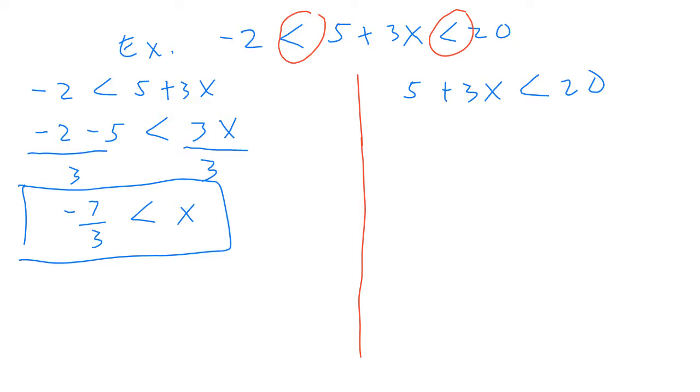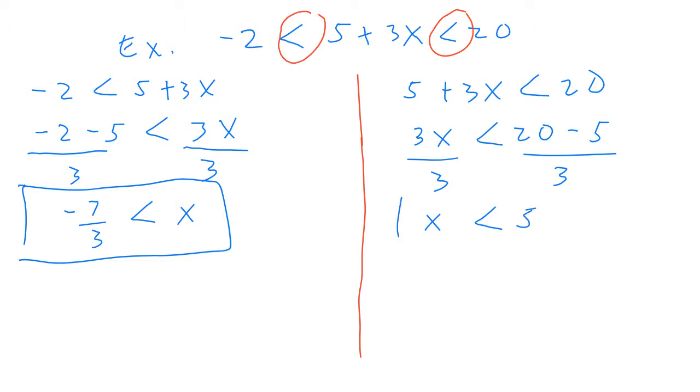And then solve for x. So solving for x, I have to move 5 to the right side, so it becomes minus 5. And then divide by 3. We're dividing by a positive number, so the less than will not be affected. Still a less than. So that would be 15, because that's 20 minus 5. 15 divided by 3 is 5. So that would be the other solution.